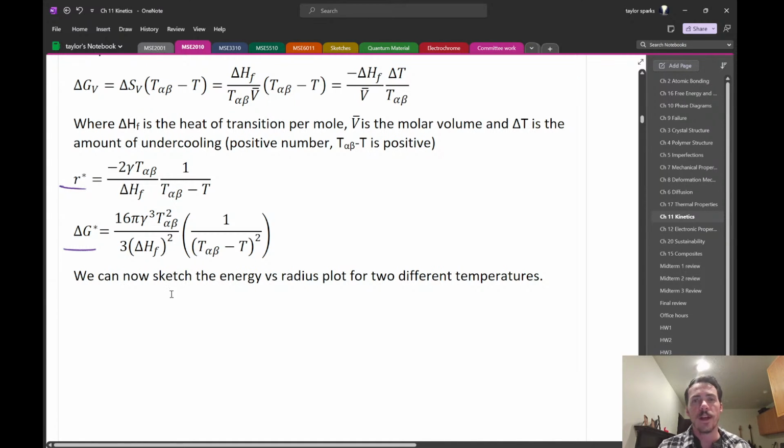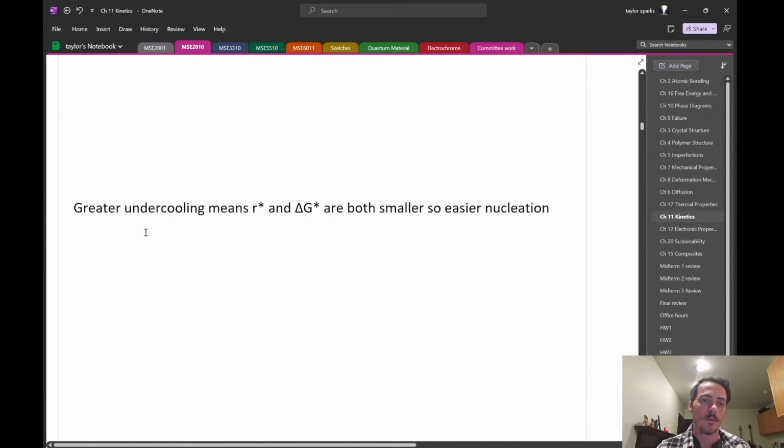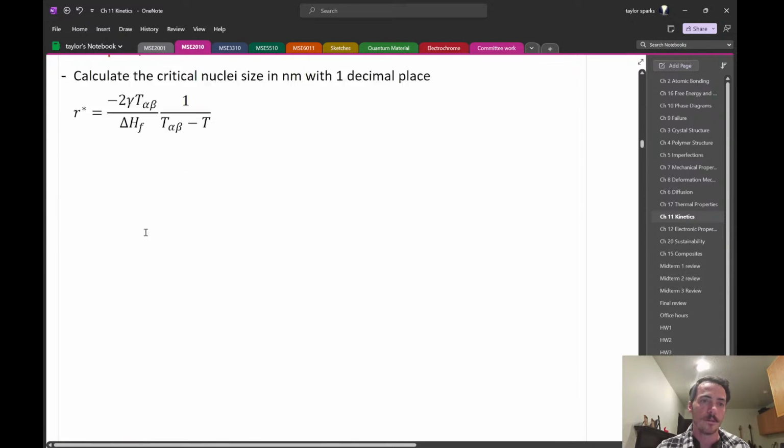The same sort of analysis can be applied to heterogeneous nucleation. And in fact, the only difference is that this term right here, the delta G star term, gets multiplied by a number between 0 and 1. If we scroll down to it, we'll see an example of this.